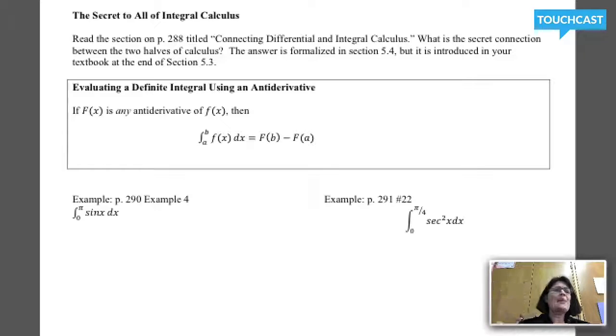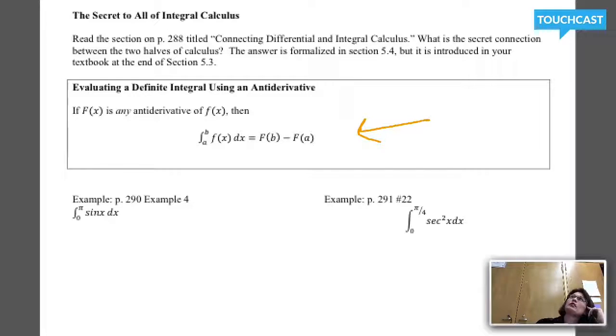So here we go. If capital F of x is any antiderivative of little f of x, then the integral from a to b of little f is equal to capital F of b minus capital F of a. So here's a great question. I want to evaluate the integral from 0 to pi of sine x dx. We're going to learn some slightly fancier notation to use, but we can do this because of what we just learned here. Can you think of any antiderivative of sine of x? If you can, write it down and call it capital F of x.